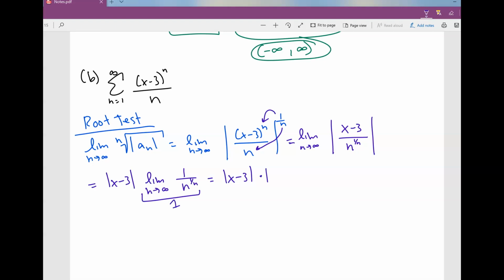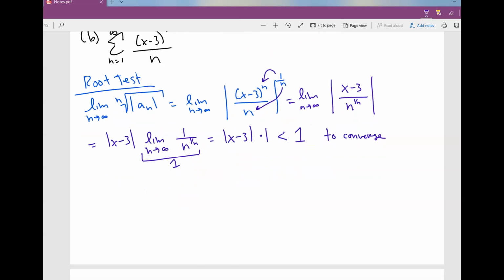So you need this to be less than 1 in order for it to converge. Okay? So right off the bat, we already see that the absolute value of x minus 3 has to be less than 1. So our radius of convergence is going to be equal to 1. Now all we have to figure out is what is my interval of convergence.